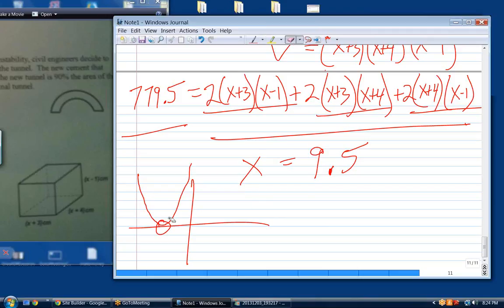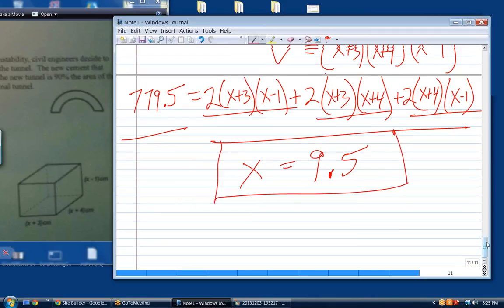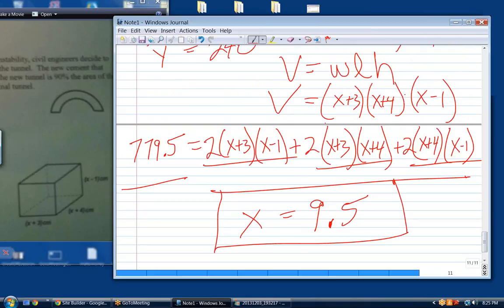Okay, so the negative one we throw out. Yeah. So this is x, and then to figure out the volume, just go back, substitute that into there, come up with a volume number. 12.5 times 13.5 times 8.5. Alright, hold on, let me write this equation down real quick.